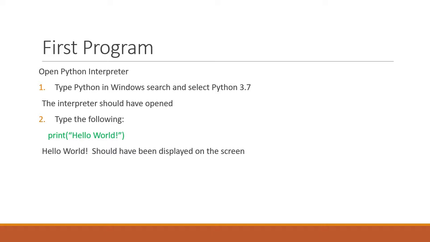So this is going to be our first program. We're going to open up our Python interpreter. Then we're going to type Python in the Windows search and select that, just bringing up the interpreter. This first part's in the interpreter. Then we're going to type out the following, that print hello world.